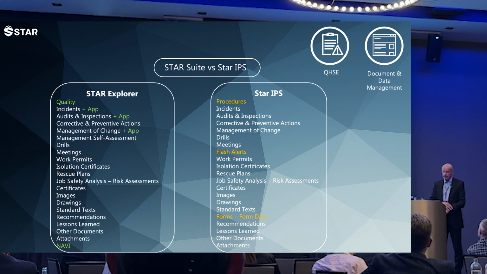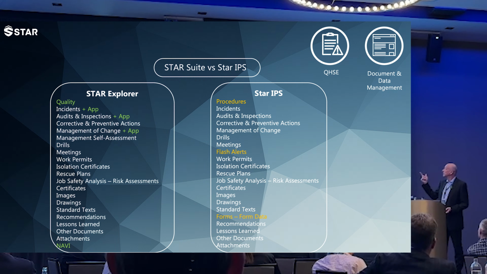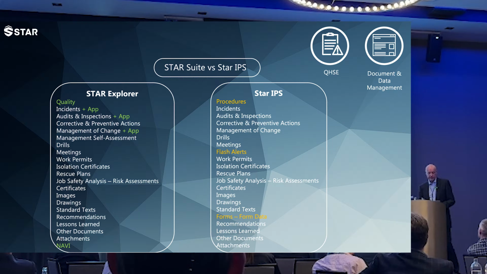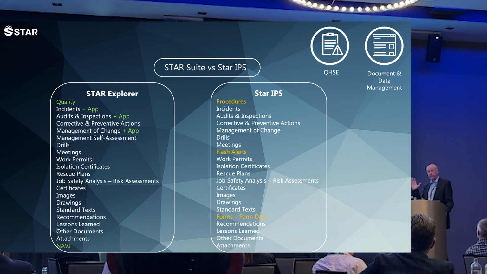On the QHSE and document side, almost everything is over as well. You get several apps in addition to the modules. Flash alert is still not there, but it's coming shortly. Forms is a problem on 64-bit Excel. It doesn't work. But I think everything that you have in forms can be transferred into checklists, which is a standard functionality inside the application. So your very special forms can be a part of the checklists, and the problem with 64-bit Excel is also gone at the same time.